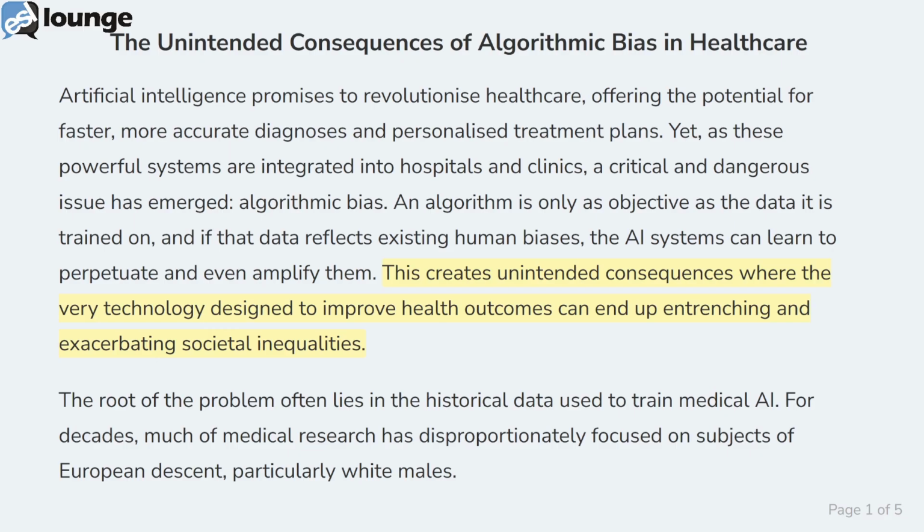inequalities. The root of the problem often lies in the historical data used to train medical AI. For decades, much of medical research has disproportionately focused on subjects of European descent, particularly white males. End of page 1. Let's continue.